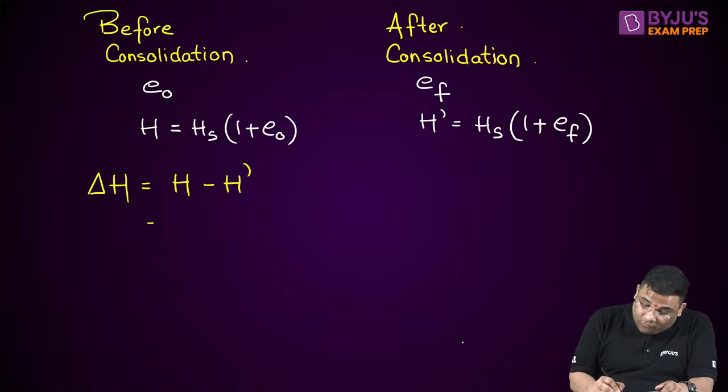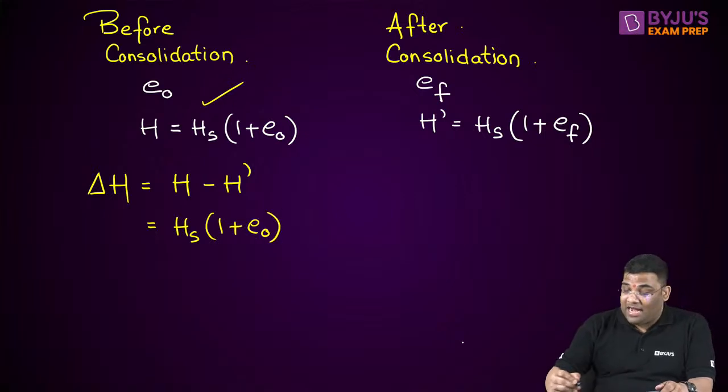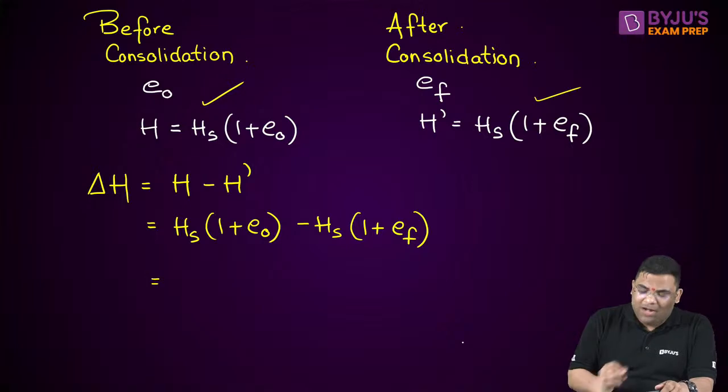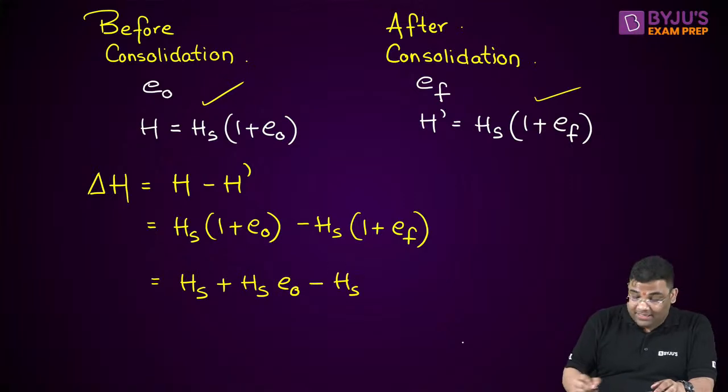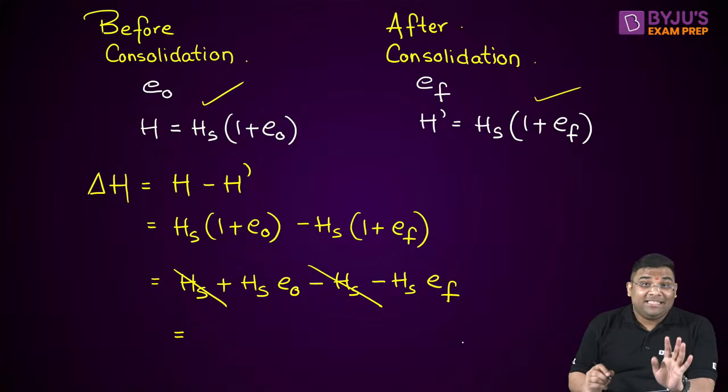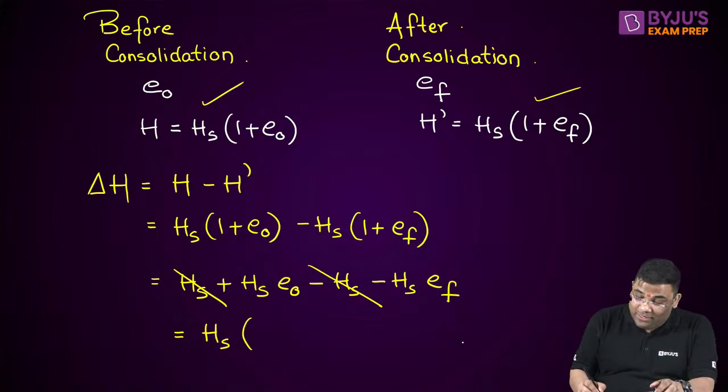Okay, so what is the initial height? I can write down this term Hs (1 plus e naught). For final height, I can write down this term minus Hs (1 plus ef). Now what will happen? You see, I'll open the bracket. So this will be Hs plus Hs into e naught minus Hs minus Hs into ef. Now you tell me, these two will get cancelled. I can take Hs common. So Hs into (e naught minus ef).